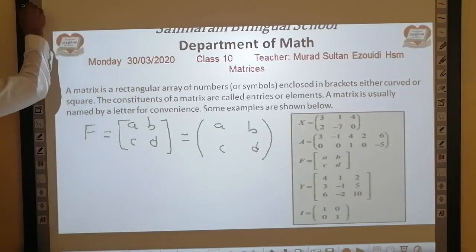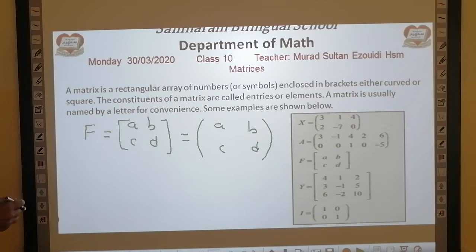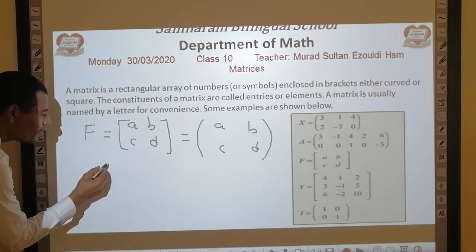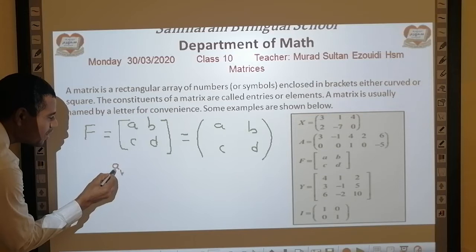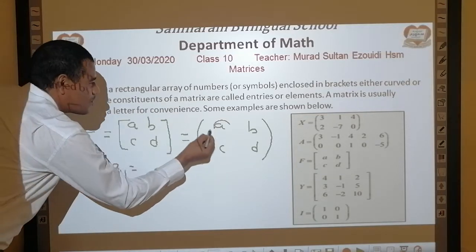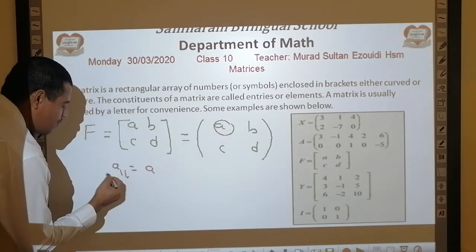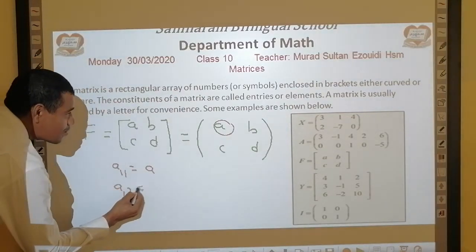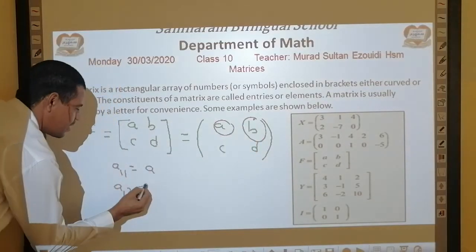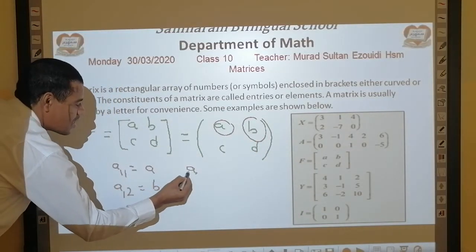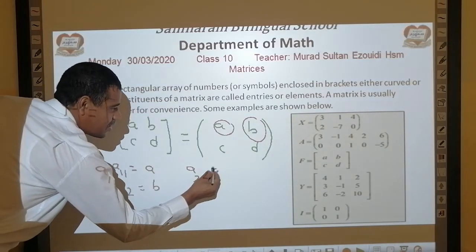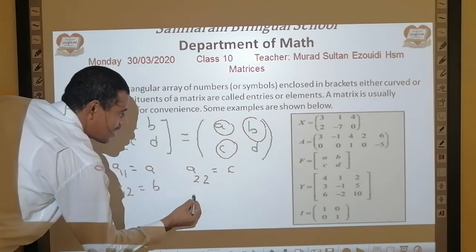Now, my kids, I will ask you a question. Find the value that is on the first row, first column. It means A11 is equal to what? It is equal to A, the first row, first column. Then, the first row, second column is what? It is B. I will write here B. Then the second row, the second column is what? It is C.